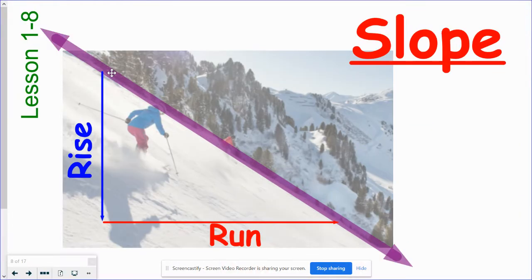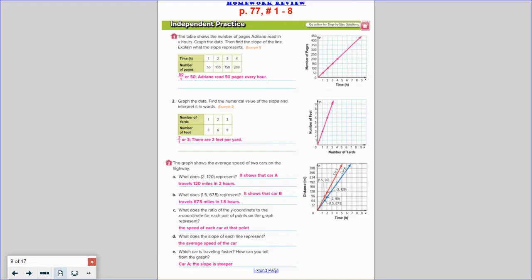Alrighty. Hello, seventh graders. So today is day 2 of slope. Yesterday we talked about slope and its rise and run, and you had homework. So let's go over that homework.